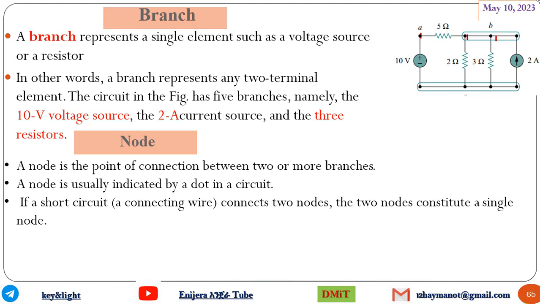A node is usually indicated by a dot in the circuit. If a short circuit connecting wire connects two nodes, the two nodes count as a single node.